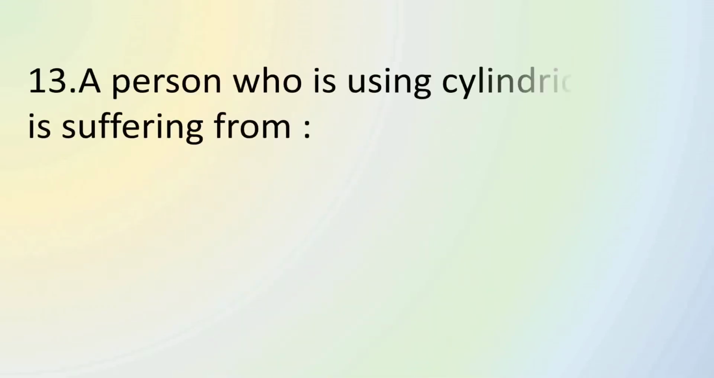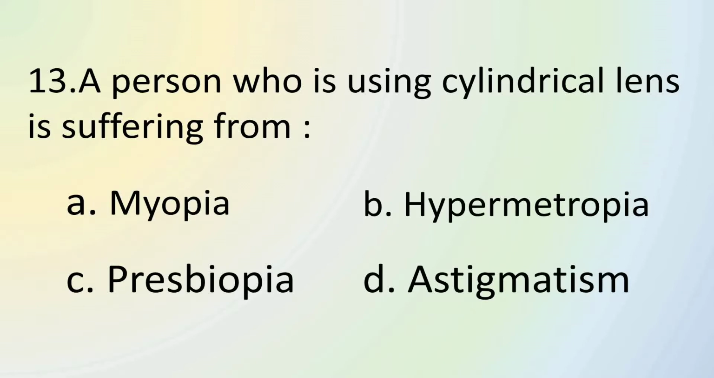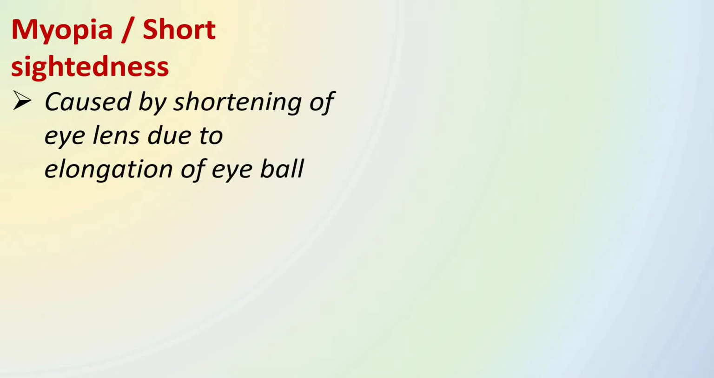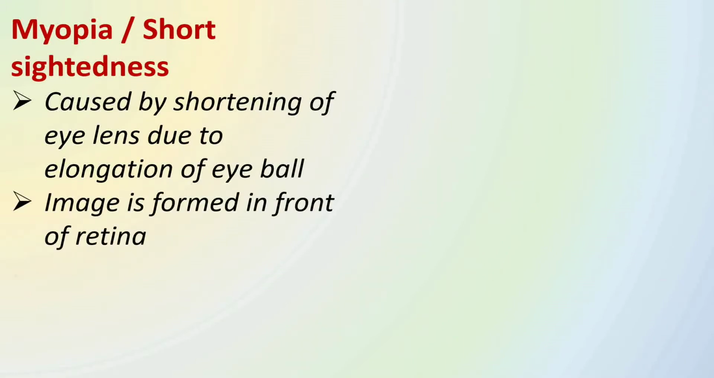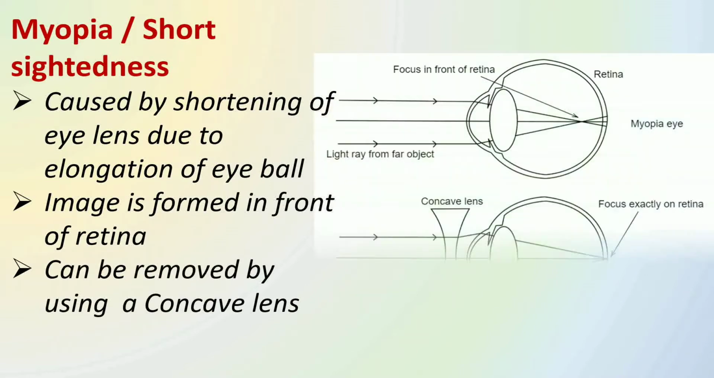Question number 13 asks us about defects of human eye. A person who is using cylindrical lens is suffering from what? Before we select any options, let's learn about myopia, hypermetropia, presbyopia, and astigmatism. Myopia, also called short-sightedness, is caused by shortening of eye lens due to elongation of eyeball. Image is formed in front of retina, and this defect can be removed by using a concave lens.